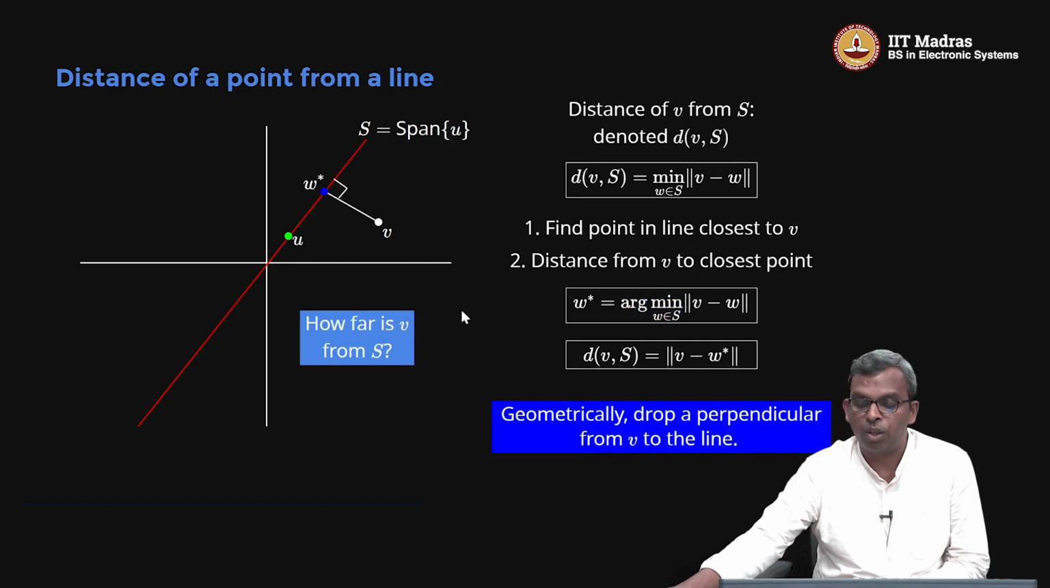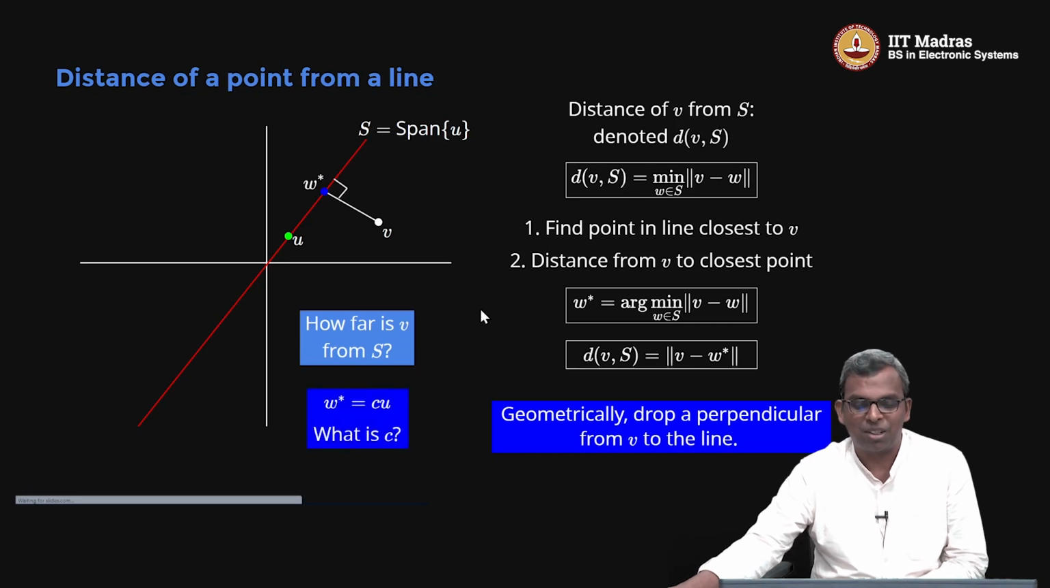It's a useful notation to get your hand around. So this is the distance of a point from a line. How do you compute these things? How do you find the W star? How do you find the distance? Is there an easy formula? We'll do all that in this lecture. So basically W star is C U for some C. The question is, what is this C?